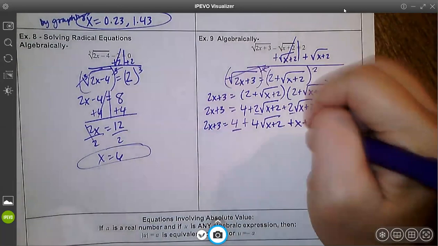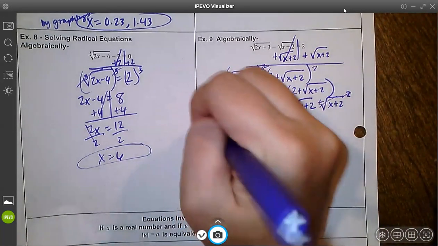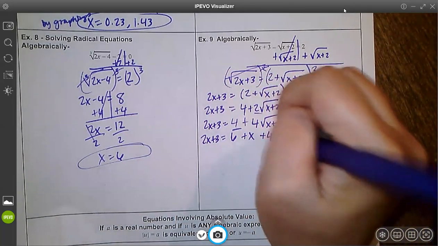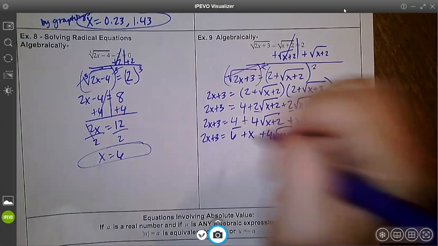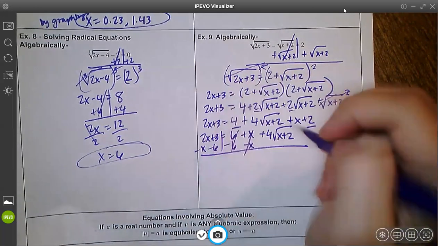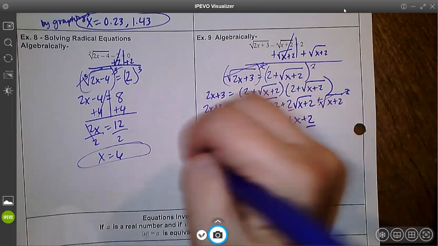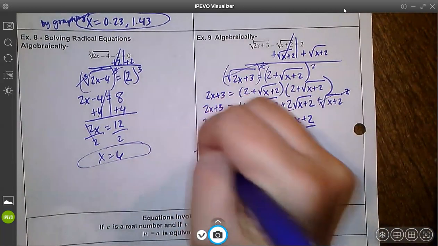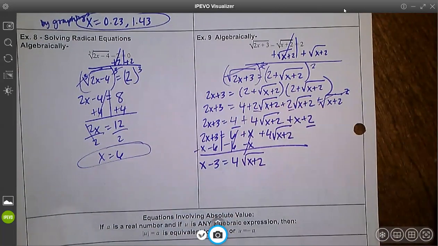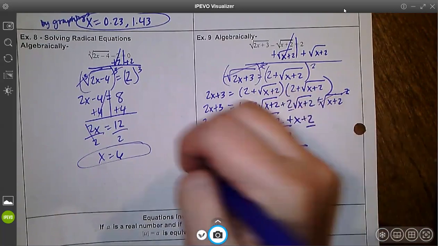Combine your like terms and get your radical by itself. So I have 2x plus 3 equals 6 plus x plus 4 times the square root of x plus 2. I'm going to subtract my 6 and my x to get my radical by itself. So I have x minus 3 equals 4 times the square root of x plus 2. Now that my radical is mostly by itself, as long as it's just multiplication, you can go ahead and leave it like this and then square both sides.